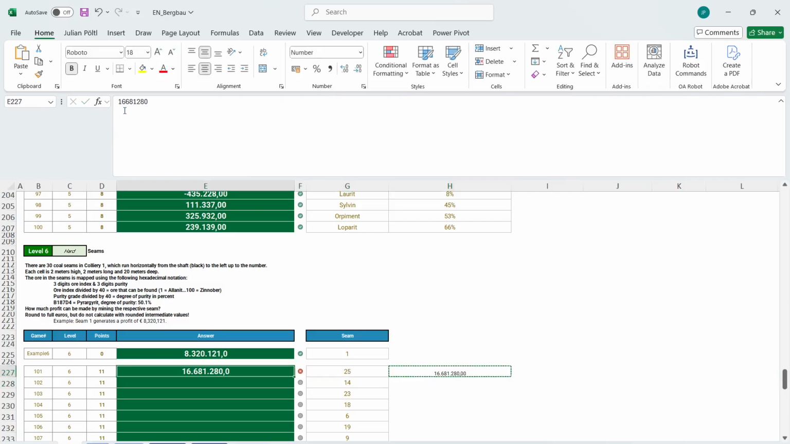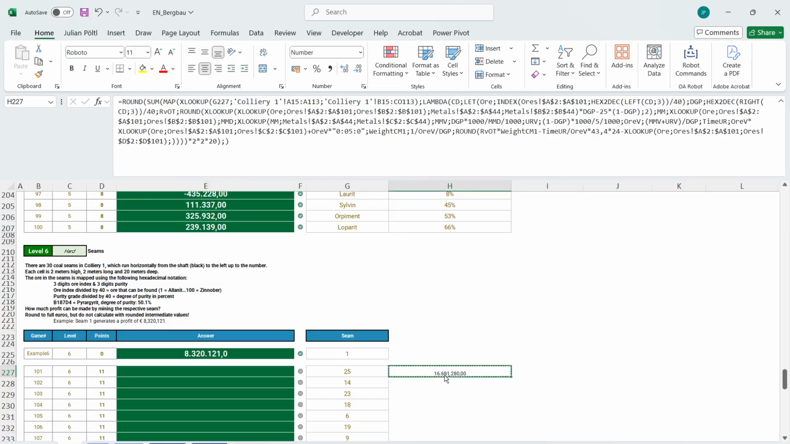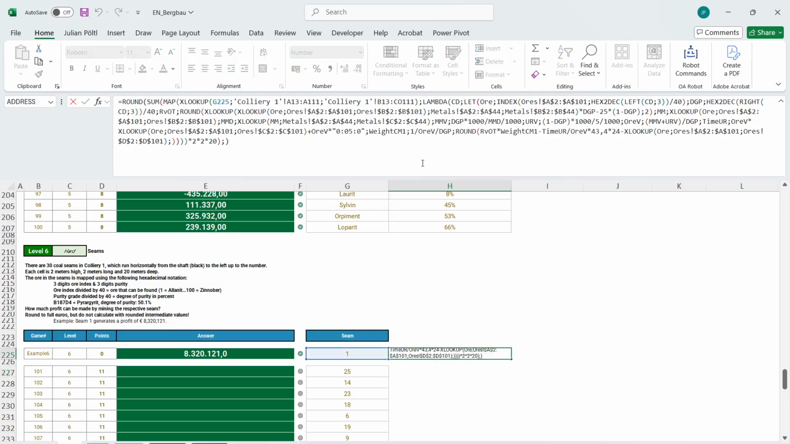It might be that this is not right here. It's not right. Check with the example. Okay, it's too large. What's the problem? What's the problem? That's the question.